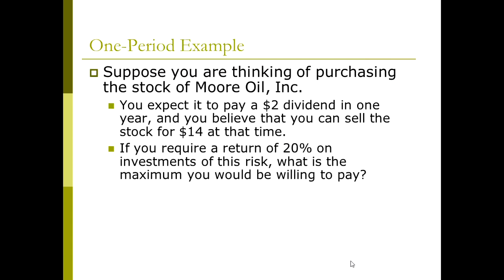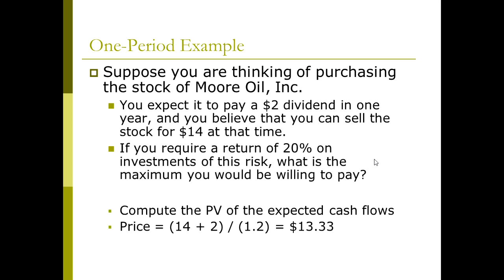To value the common stock, we start from the one-period example. Now suppose you are thinking of purchasing the stock of the following company, and you expect to receive a $2 dividend in one year. And you also expect you can sell the stock for $14 at that time. If the discount rate, or the required rate of return, is 20%, how much are you willing to pay for the stock? Well, all you need to do is calculate the present value of all future cash flows.